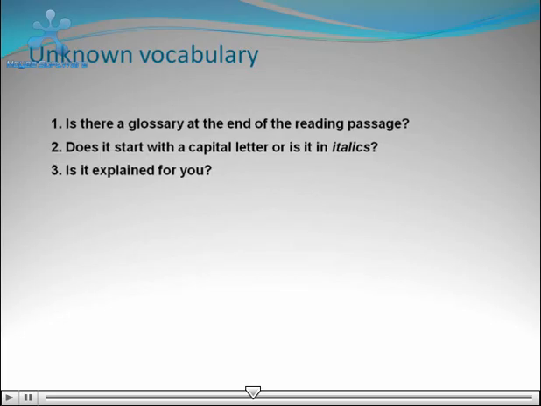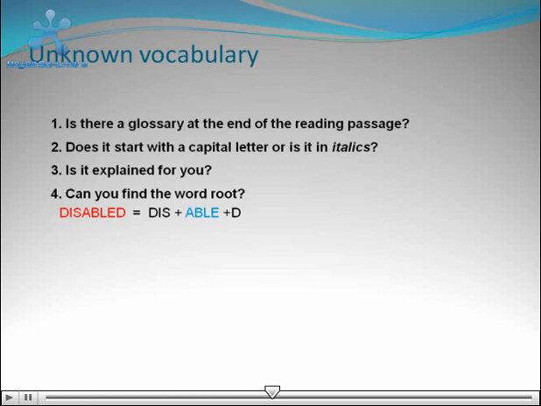If the points covered so far have not helped you understand the word, then see if you can find the word root. For example, the word disabled is actually a combination of the prefix dis, the root word able, and a suffix, the d. Focusing on the root word only, then considering how the prefix changes that root, can often help. There is a list of prefixes in the skimming, scanning, and reading in detail lesson.